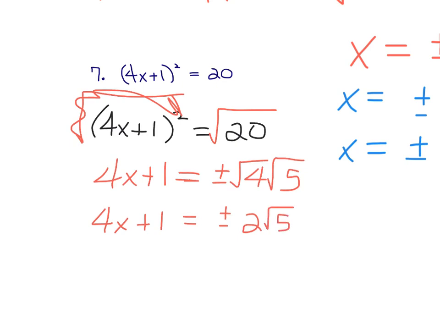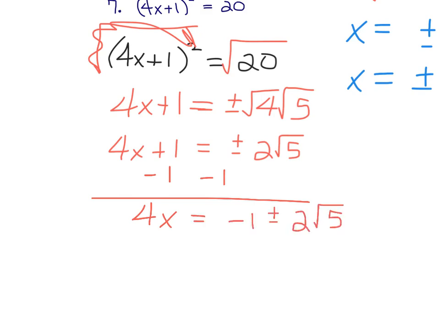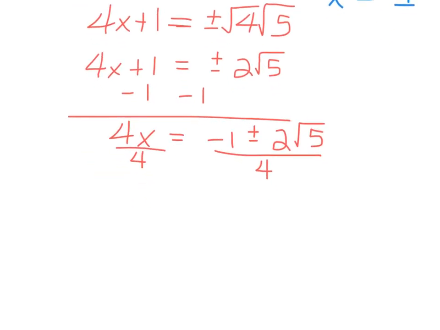And now I'll begin isolating x by subtracting the 1. I'm going to put it in the front. And then divide by 4. So x equals negative 1 plus or minus 2 square root 5 over 4.